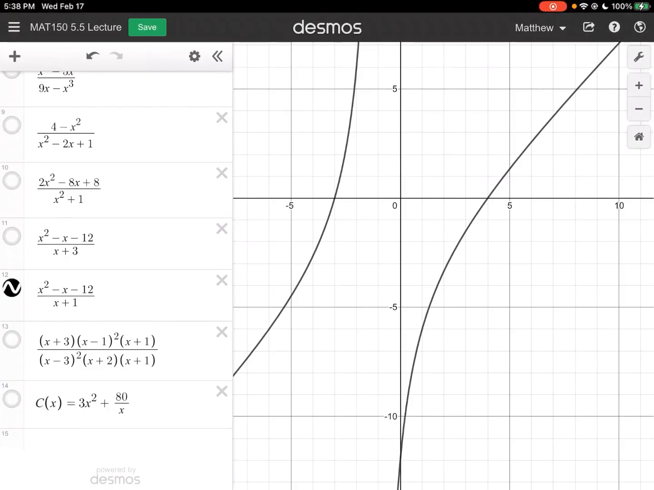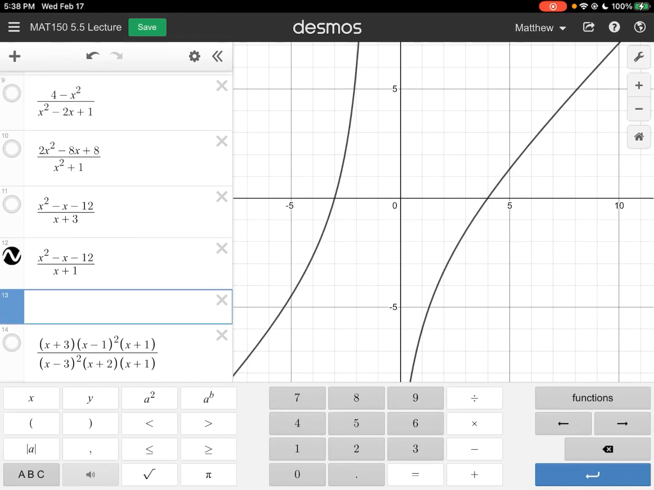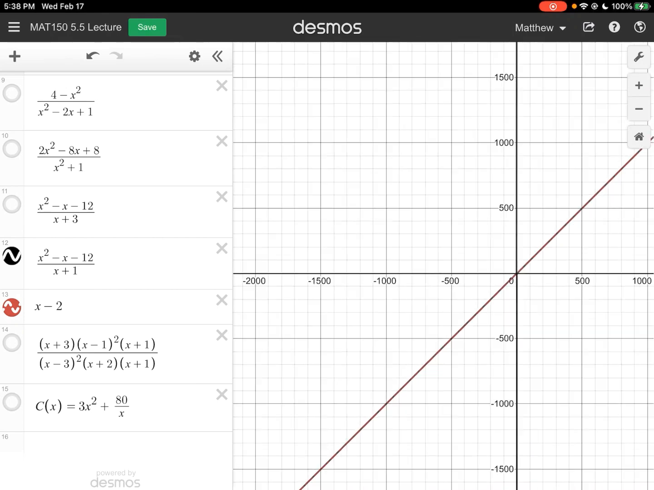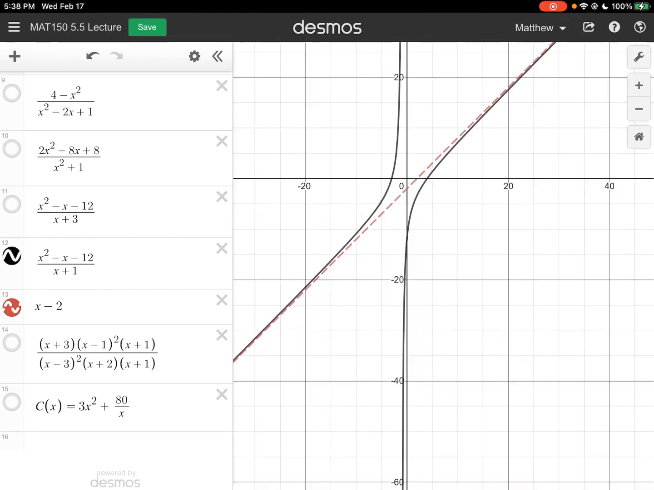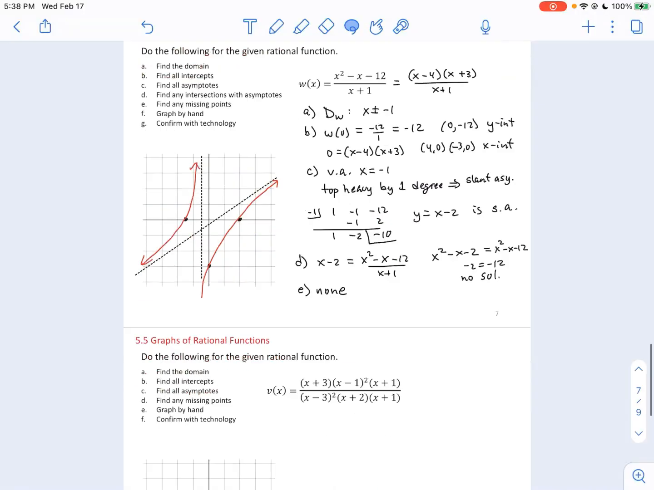Let's go ahead and confirm. And let's go ahead and type in that asymptote. We're going to graph the line x - 2. Zoom out, you can see our intercepts are all correct. When we zoom out, it looks like just a big X because we're just following a slant asymptote and a vertical asymptote. Oh, also I forgot to graph my vertical asymptote, x = -1. Let's go to the next one.